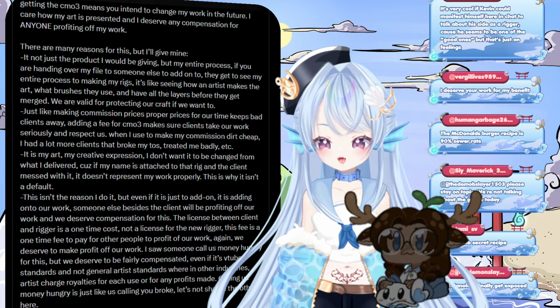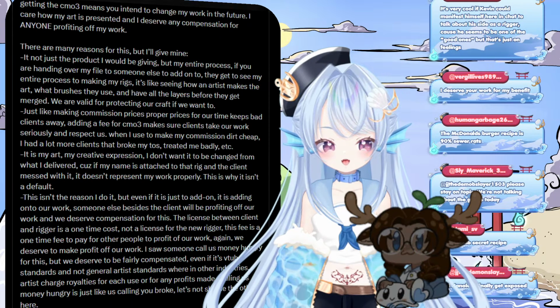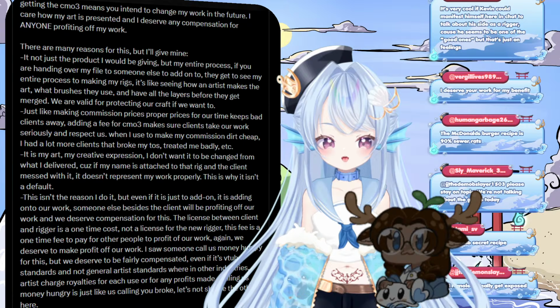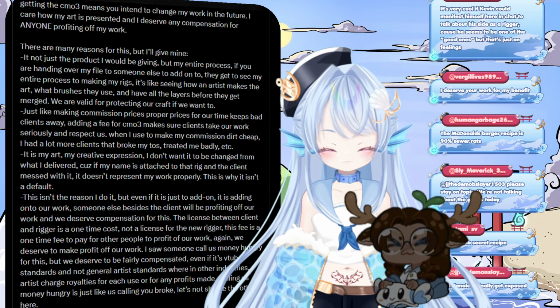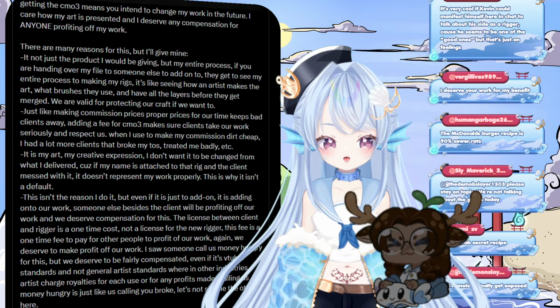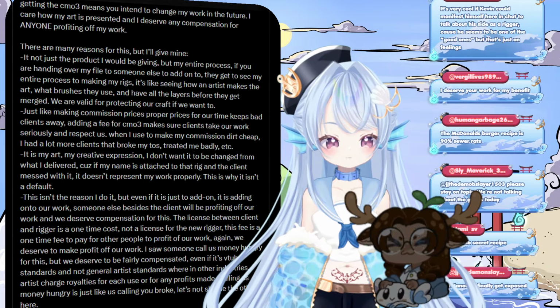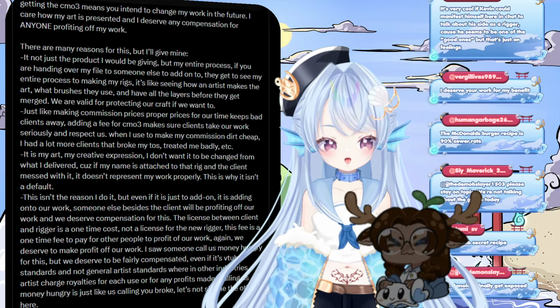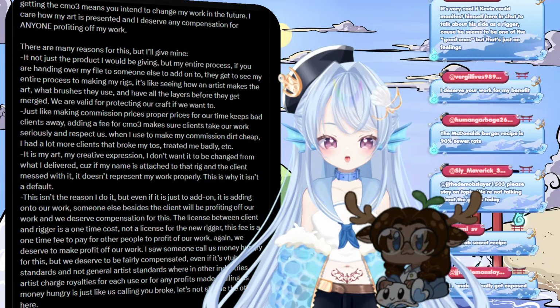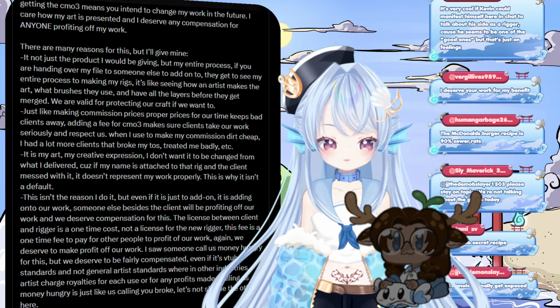There are many reasons for this, but I'll give mine. It's not just the product I would be giving, but my entire process. If you're handing over my file to someone else to add on to, they get to see my entire process to making rigs. It's like seeing how an artist makes the art, what brushes they use, and all the layers before they get merged. We are valid for protecting our craft if we want to.